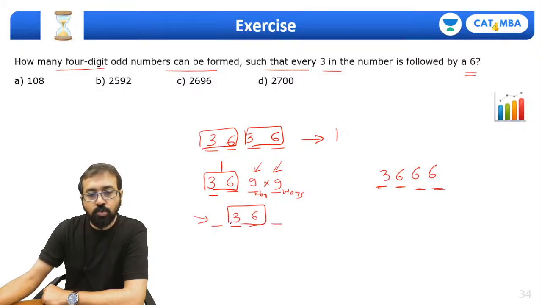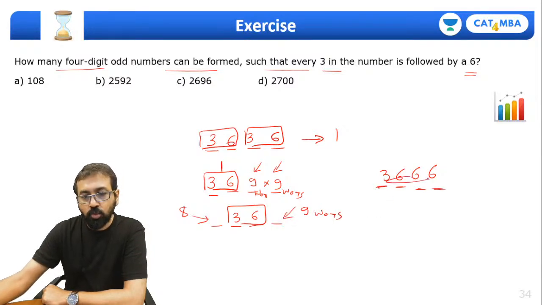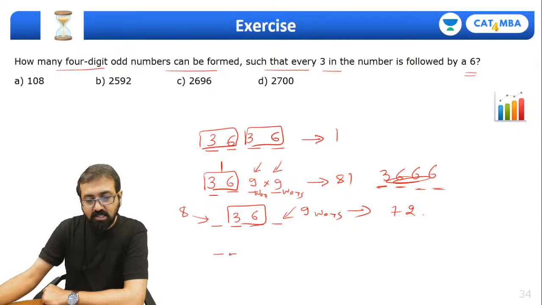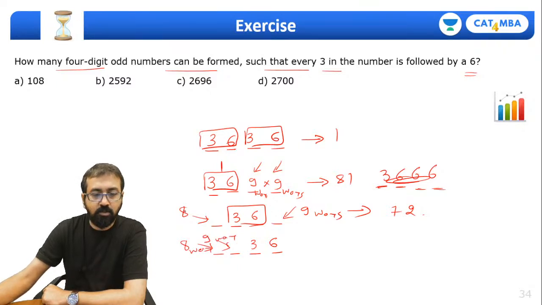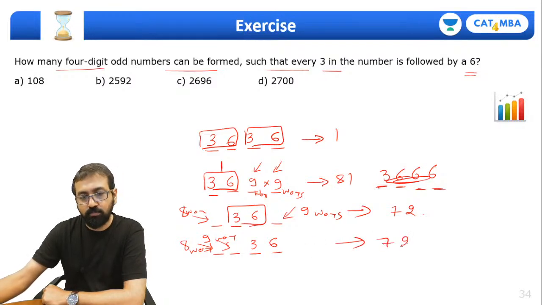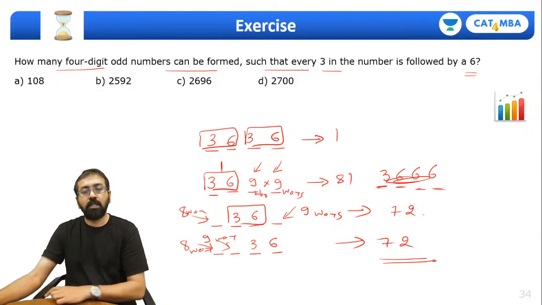So again for this one you will be left with 8 choices, and for this one there will be 9 ways. Okay, so total number of ways over here will be 81. Total number of ways over here will be 9 into 8, 72. This 3 6 can be over here also. So again for this one 8, and for this one 9 ways, right? So total number of ways over here will be what? 72. Correct?